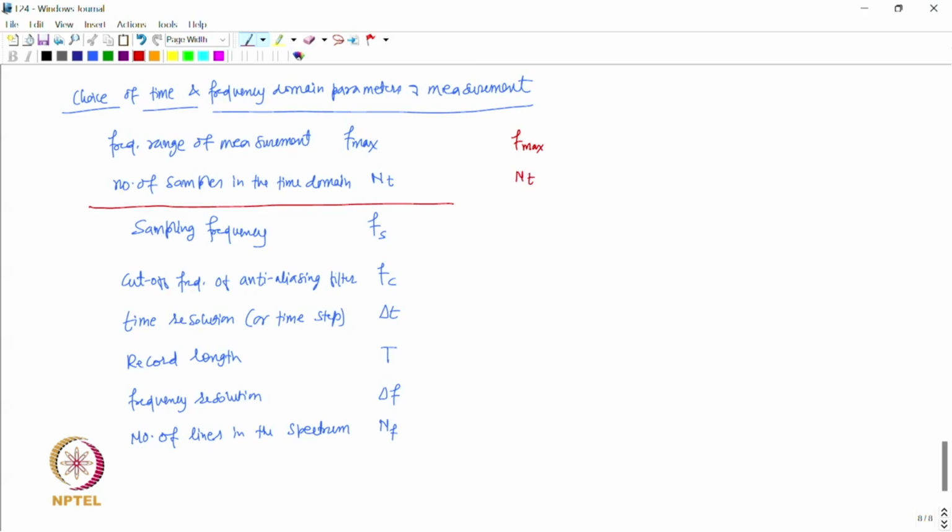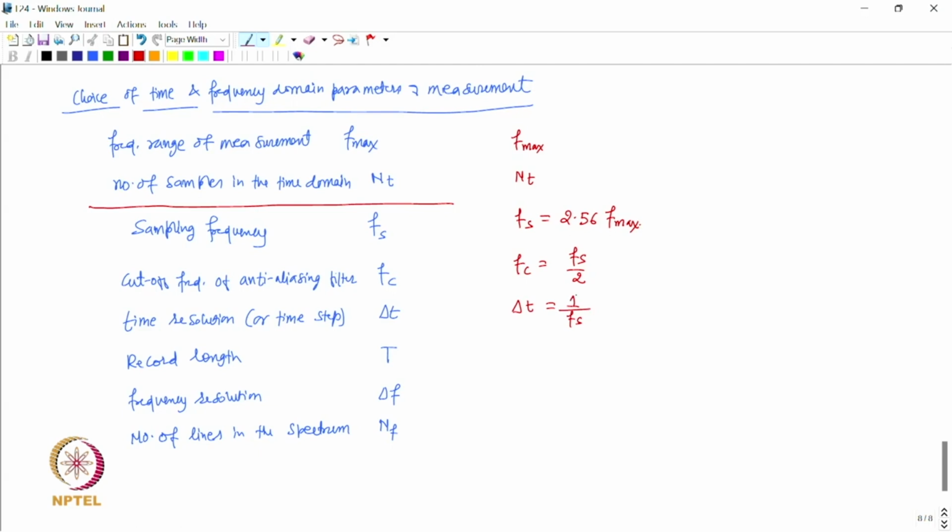And now, how do the other parameters get defined? So, the sampling frequency Fs depends on the frequency range of measurement. So, it is equal to 2.56 times Fmax, okay. And then we have the cutoff frequency Fc of the anti-aliasing filter, it is Fs by 2. Then we have time resolution delta t. So, this time resolution depends on the sampling frequency, that is 1 by Fs, right.